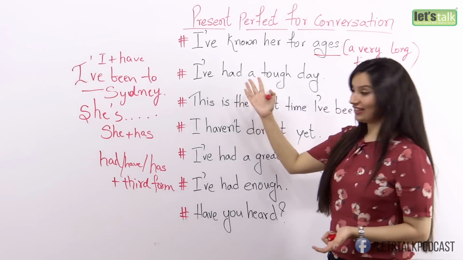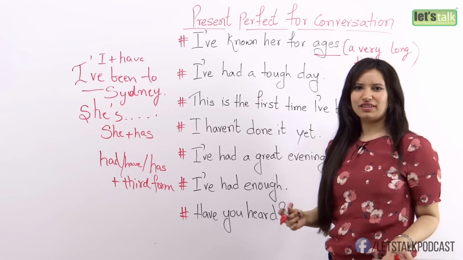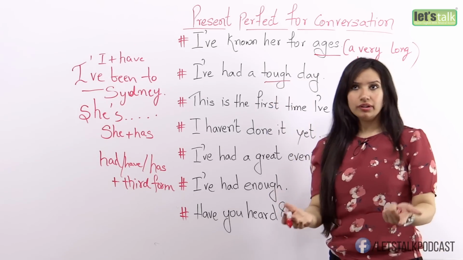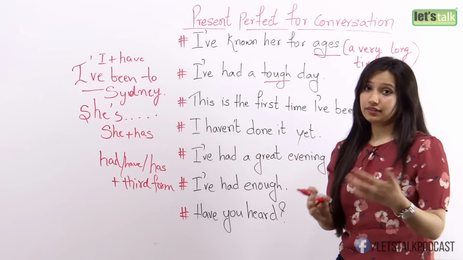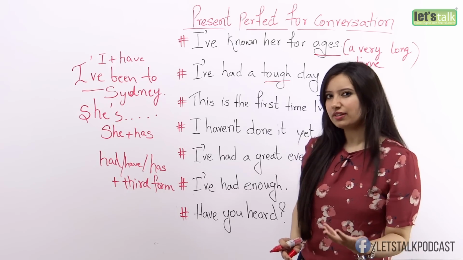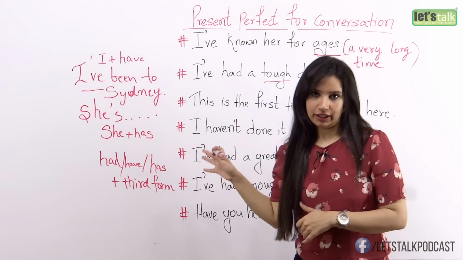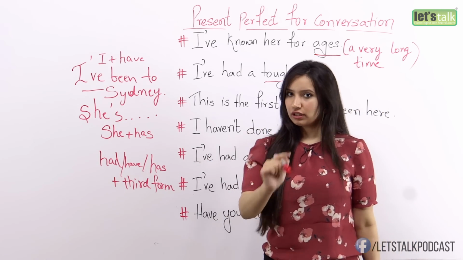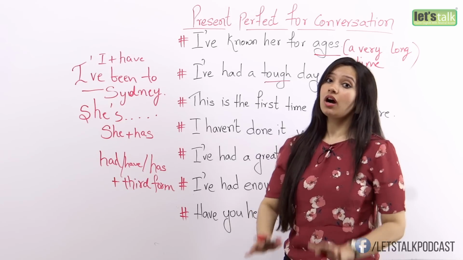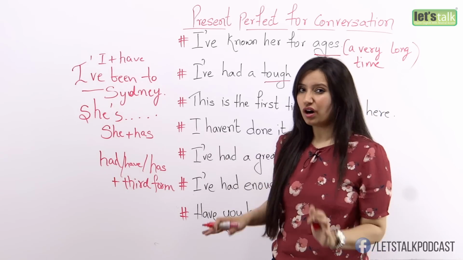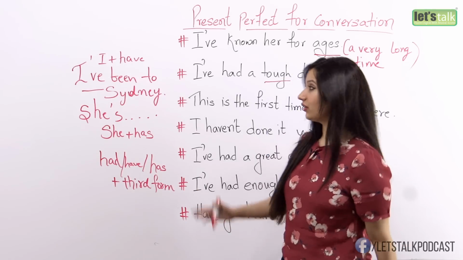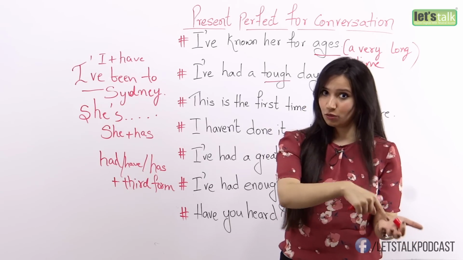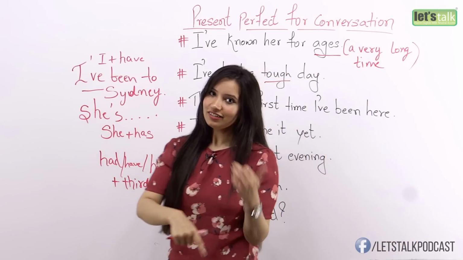Let's look at the next one. I've had a tough day. Tough means difficult. If your day is coming to an end, you can say, I had a tough day, which is past simple. However, if you're meeting your friends for lunch and you want to tell about how your day was so far and you think it was tough, you could say, I've had a tough day, which means from the past when the day started until now.